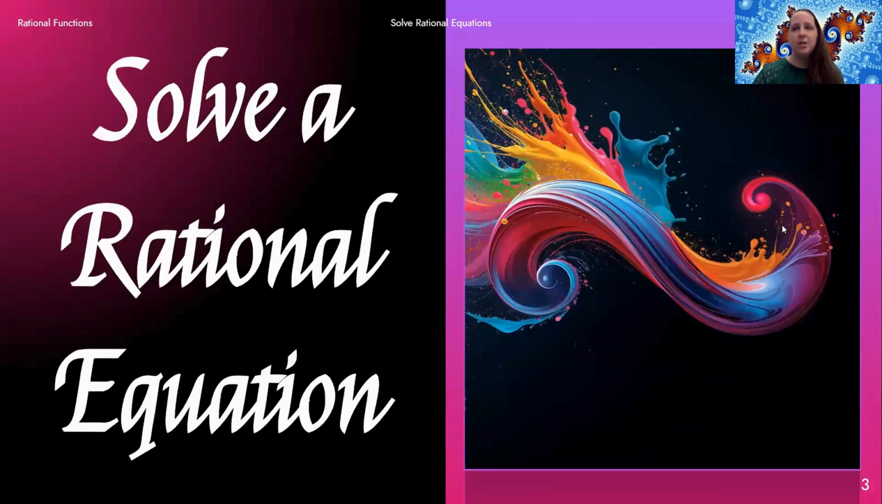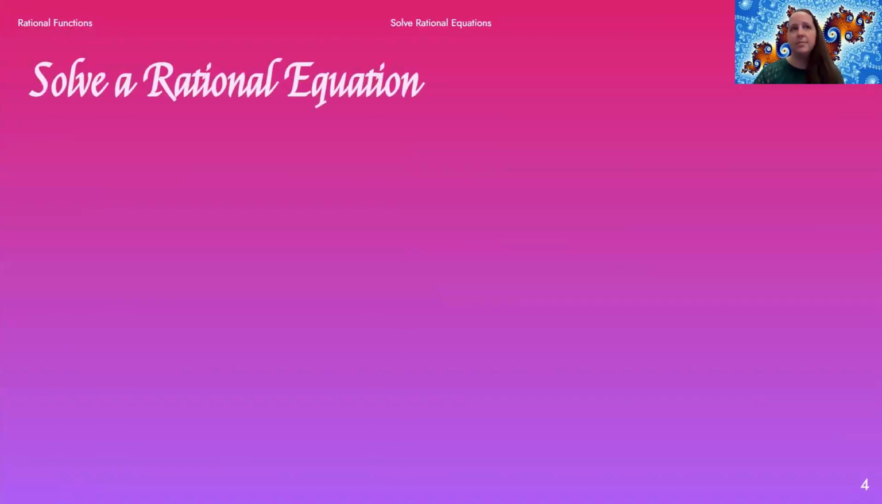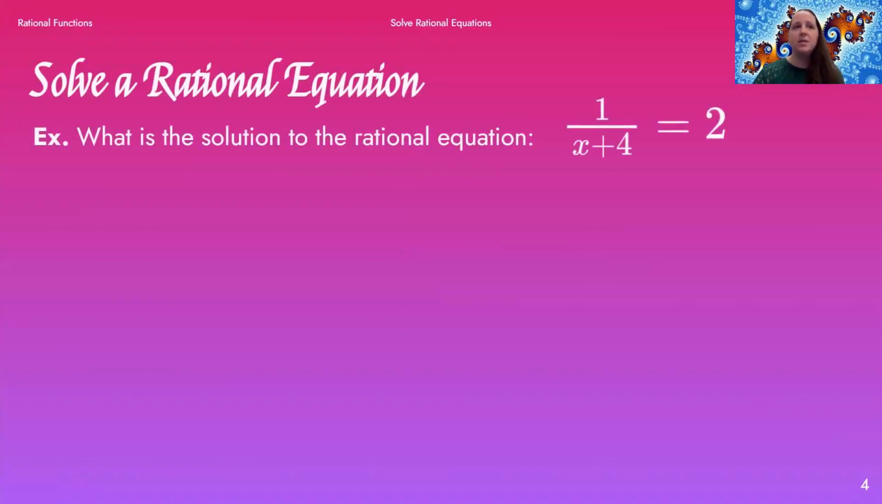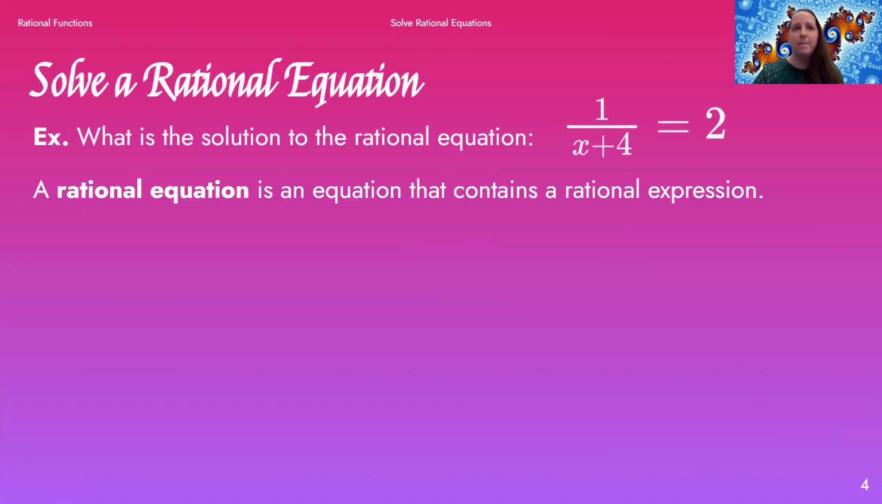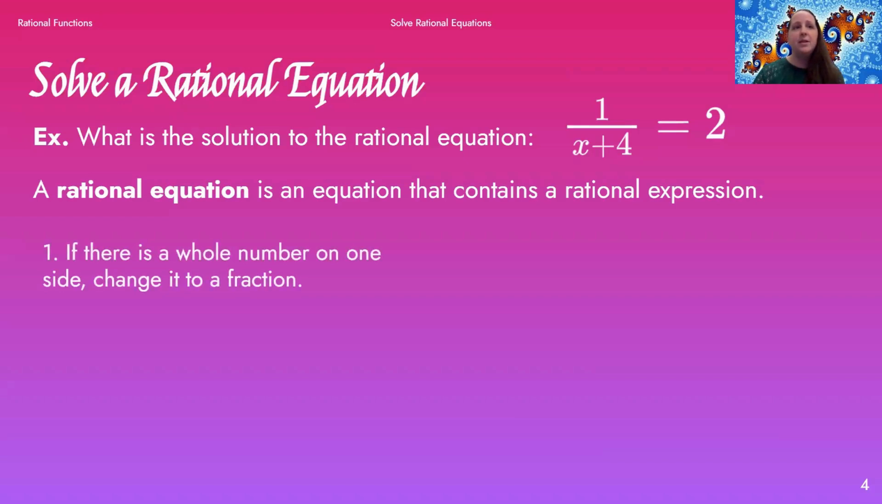Solve a rational equation. What is the solution to the rational equation 1 over x plus 4 equals 2? So a rational equation is an equation that contains a rational expression. So it is essentially a number or an equation that contains a fraction. If there is a whole number on one side, change it to a fraction. So all we're going to do is change that 2, so it has a 1 in the denominator. We're not actually changing the value of anything, but we're changing it into a fraction.